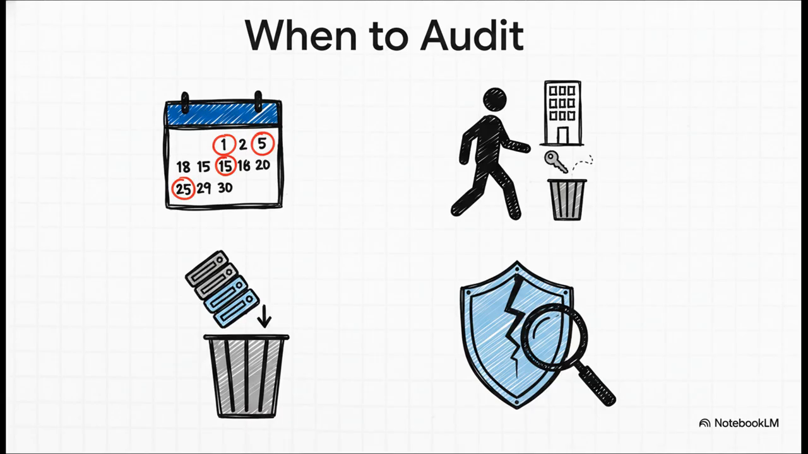But you also need to do it immediately when things change. An employee leaves a company. You audit and remove their access right then. You stop using a service. Clean up those old permissions. And of course, if you ever think something fishy is going on, an audit is your absolute first step.